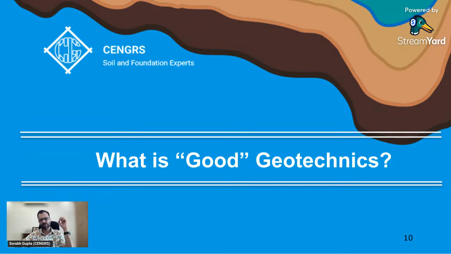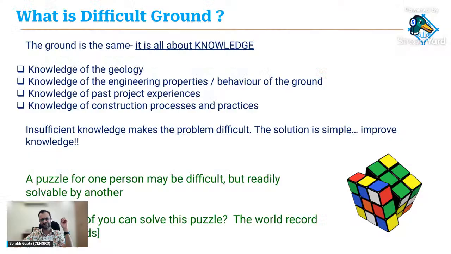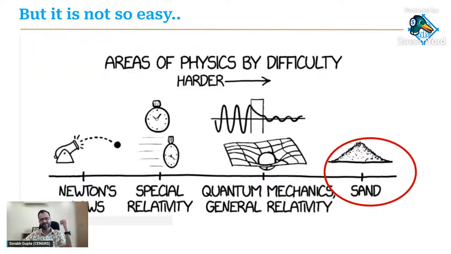With that, let's jump into what is good geotechnics. I always put a couple of slides for this in every presentation. In many conversations, people will talk about, site kharab hai and soil kharab hai, the ground is difficult. We do believe that there is no such thing as difficult ground, just like a Rubik's Cube. It's difficult only if you don't know how to work with the ground, if you don't understand the techniques, if you don't have the knowledge and the experience. But if you have it, then it's quite straightforward.